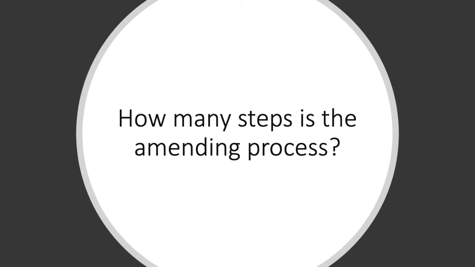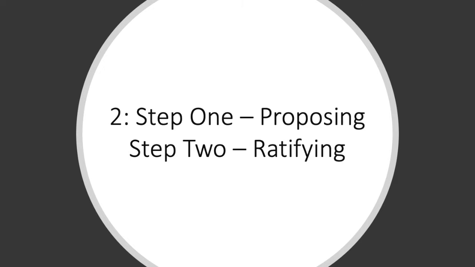Next question is, how many steps is the amending process? This is an easy one. 2. Step 1 is proposing. Step 2 is ratifying. Think about it just like a marriage, right? First you have to propose, and then that person has to agree. They have to ratify. They have to accept it. So same with amendments. You have to propose an amendment, and then it has to be ratified.